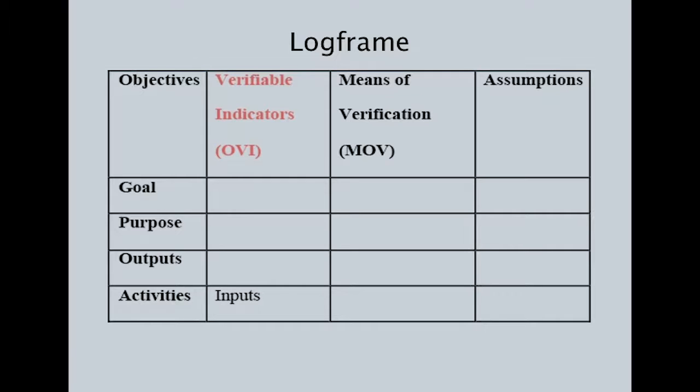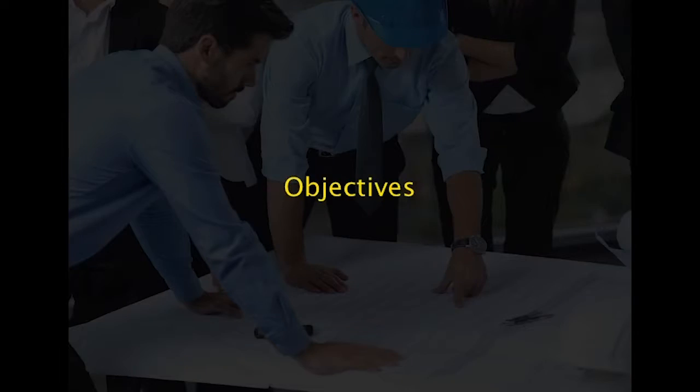To the left, we have the rows as objectives. The second column has verifiable indicators, the indicators that are used for verification. Third column, means of verification, and the fourth is assumptions. Now, to understand this log frame, we need to have an understanding of certain terminology. Now, let us consider the terminology that is used in the above framework. Here is the meaning of each of them.